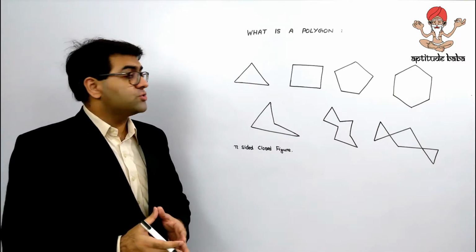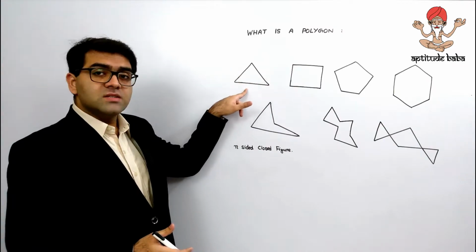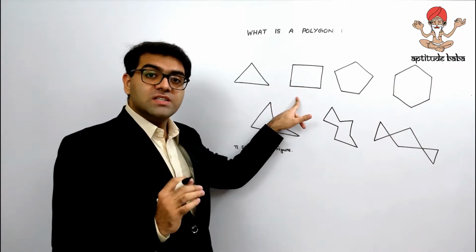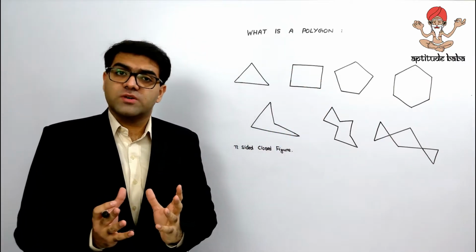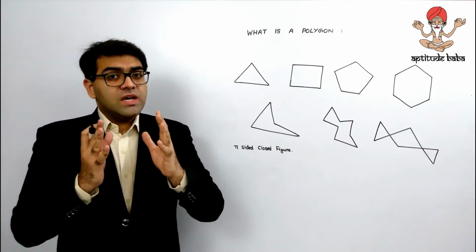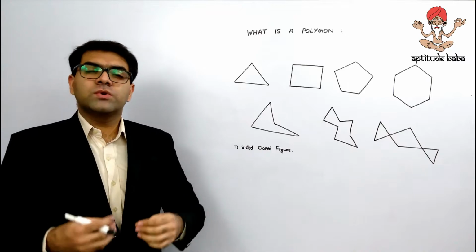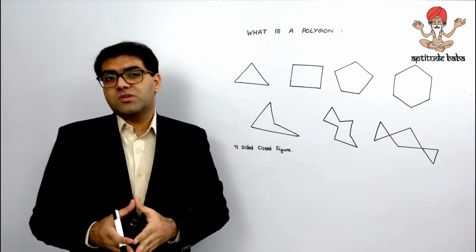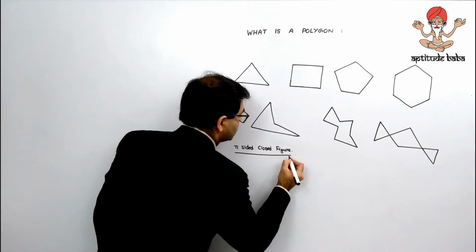By this definition, a triangle is a polygon. You have got 3 sides and they are creating a closed figure. A square is a polygon. You have got 4 sides and they are creating a closed figure. Remember, any n-sided closed figure, whether it's a triangle or a square or a quadrilateral or a pentagon or a hexagon, is a polygon. By definition, a polygon is an n-sided closed figure.